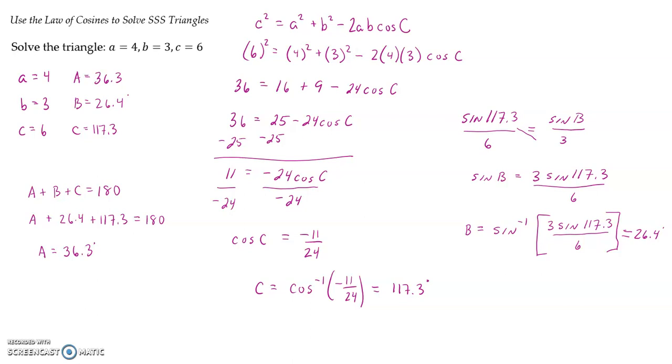And you can go ahead and double check your work. Again, make sure that your smallest angle is across from your smallest side. Your largest angle should be across from your largest side. And obviously the three angles inside your triangle should add up to be 180 degrees.